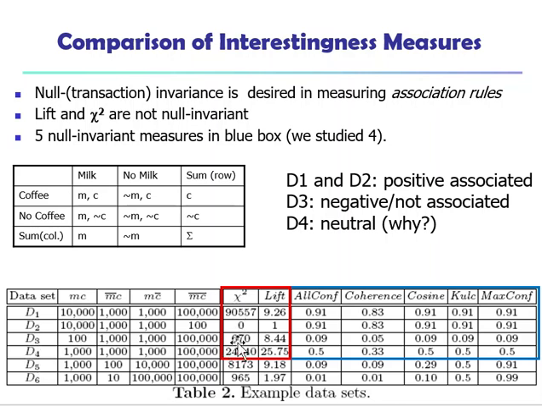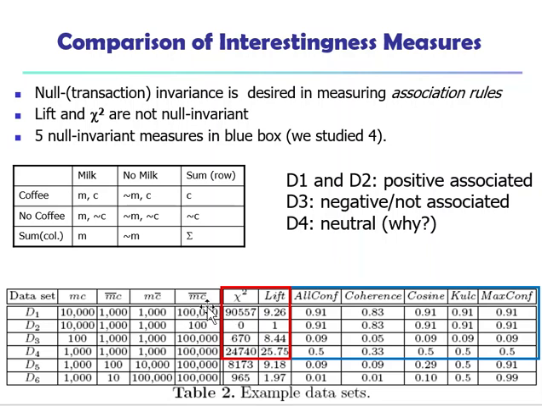Let's look at the measures. This measure reflects what we see in the data set. Chi-square gave us a very strong correlation in D1, but no correlation, actually no correlation, in D2. But we know D1 and D2 should both be positively associated. Why does chi-square differ so much between D1 and D2?